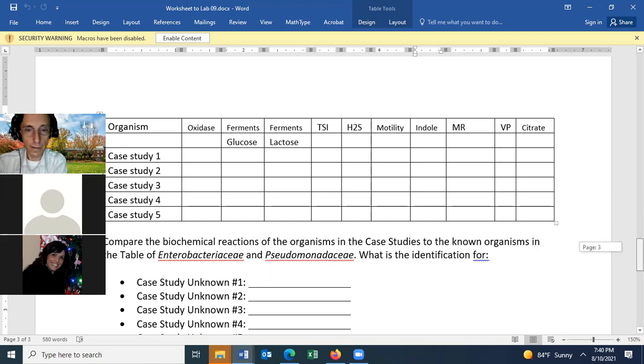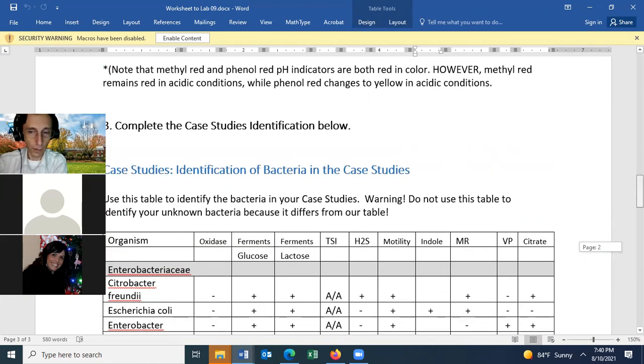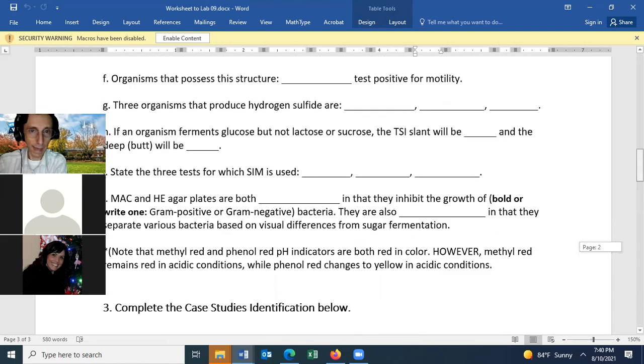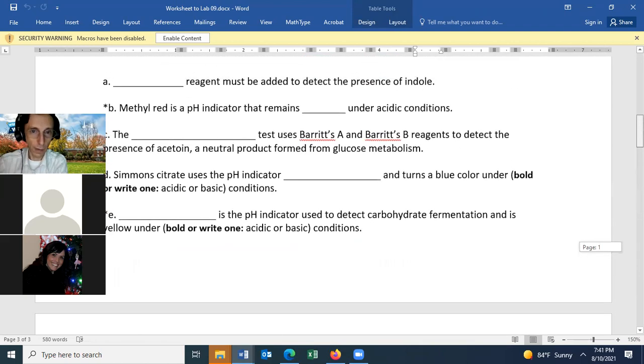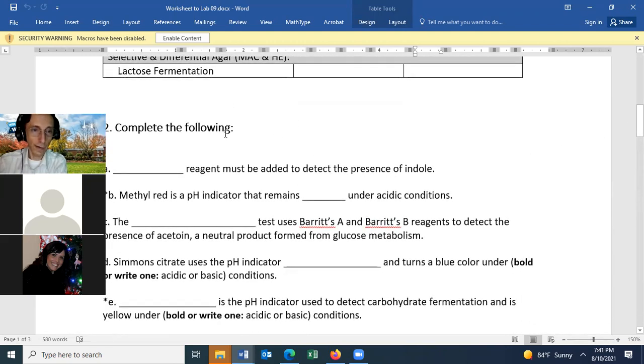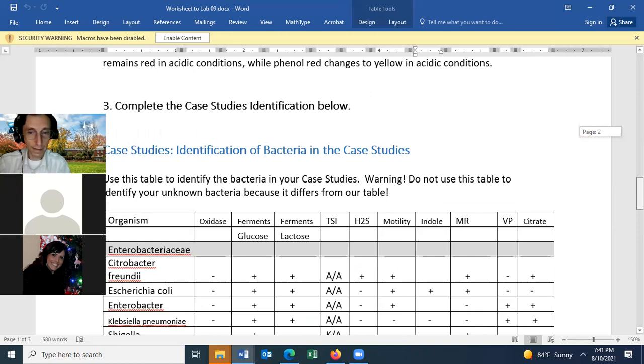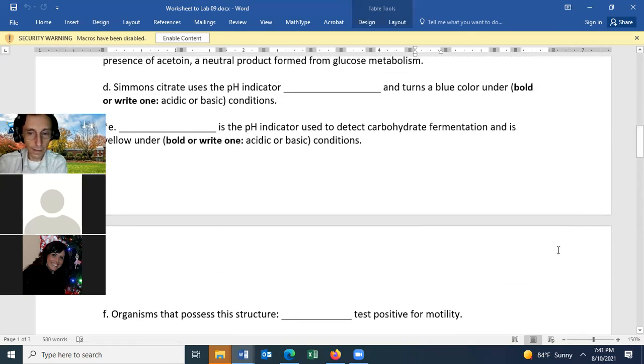Remember to write your data in the worksheet and submit only the worksheet. If you submit the lab module, I will give you a 1-point penalty. You also need to answer the questions in section 2, complete the following. And this is asking you about the test in this lab. All right, if there's no questions, I'm going to say go ahead and get started on the lab. I will be here until 8:20 to help you with any questions.